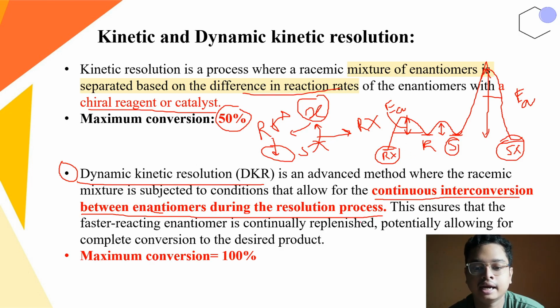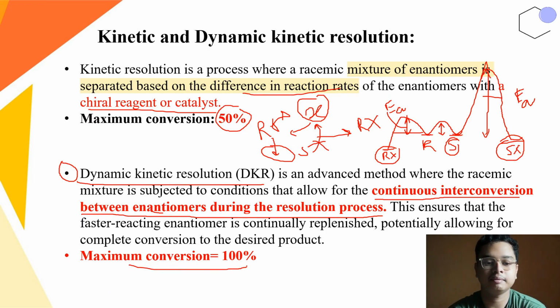Okay, and this is because the S enantiomer has transformed slowly toward the R enantiomer, and the R enantiomer is prone to react with X, that is our chiral reagent or catalyst. So from this method, dynamic kinetic resolution, we are getting our desired compound in 100% conversion.